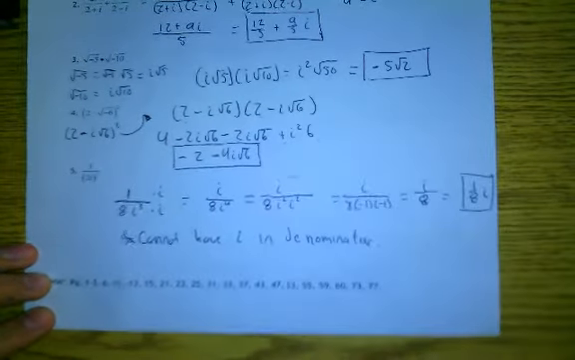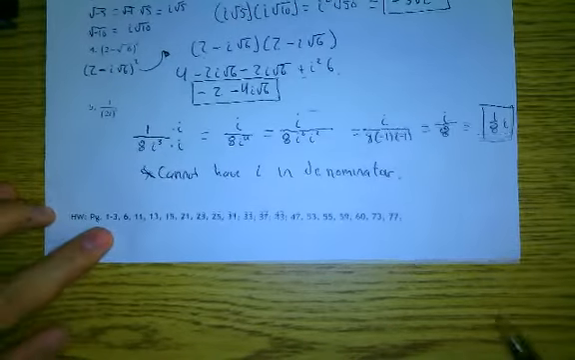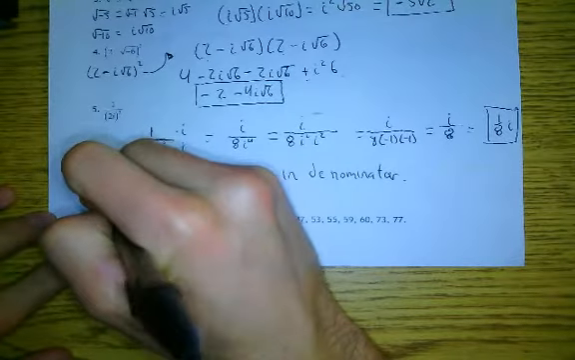Alright. I made a mistake again. I put the homework, but I didn't put the page number. Homework for tonight is page 133 and the following problems.